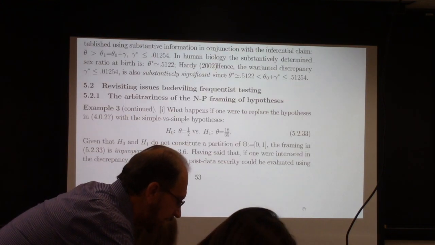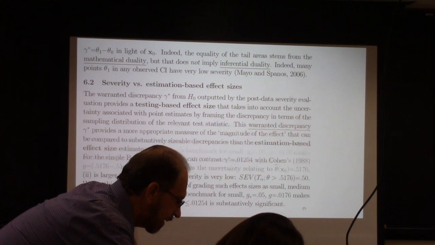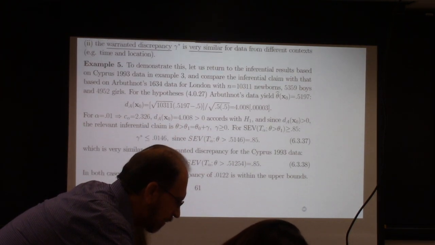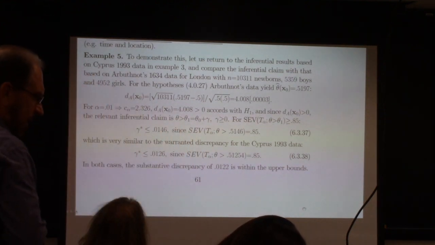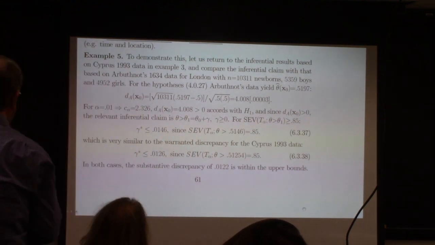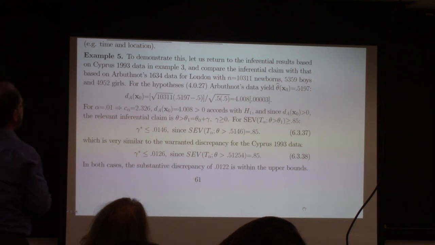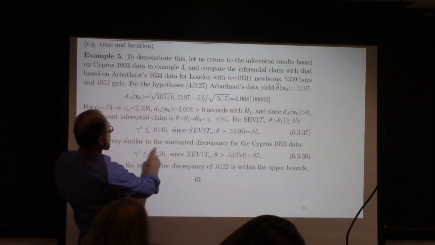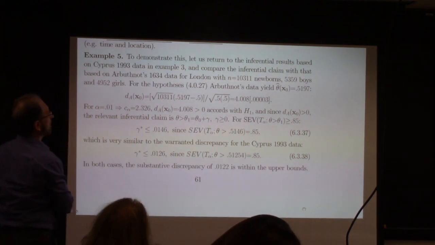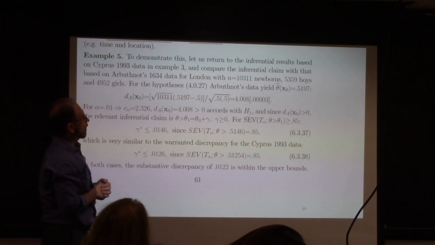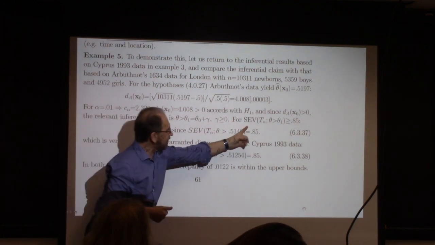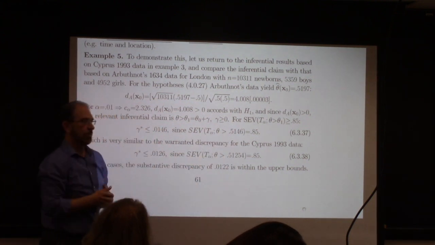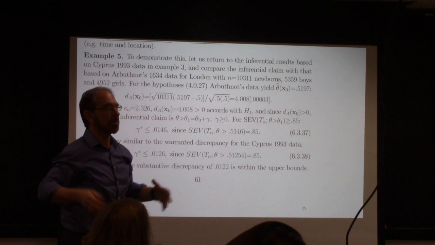Here, again, we've seen that. Let me see whether there's anything interesting. Yes, this is comparing data from Cyprus in 1993 and data for London in 1634. I chose that date because the sample size is very close to the sample size I have for Cyprus, which was around 10,500. So I do the severities for both the warranted discrepancies and for 0.85, this is what I get. Very close upper bounds. That for me is a kind of replication.